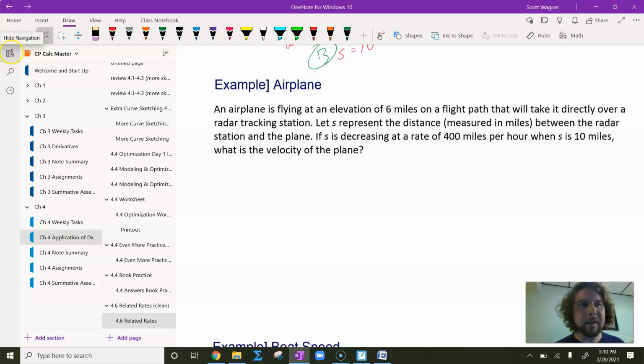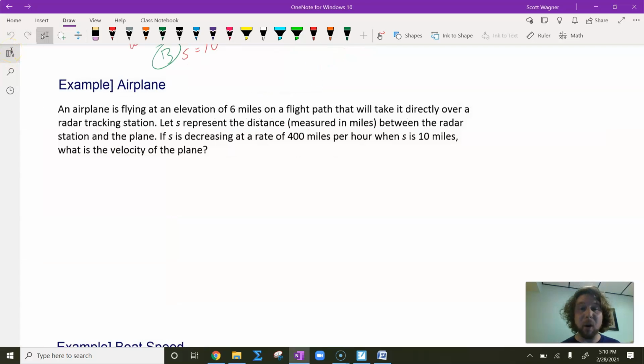Hey, calculus. This is the worked out notes here for the second part of section 4.6 about related rates. So here's a few more types of problems that we'll progress through.